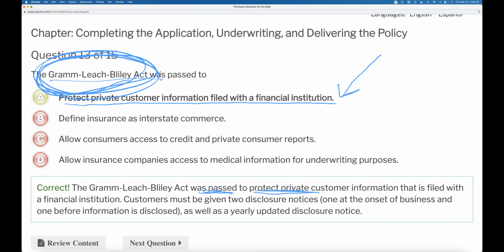They cannot give customer information to other people. They have to protect it. This is very, very private information, only the insurance company should know. Yes, okay. I can remember this one now. Financial, okay. Teacher, thank you so much.